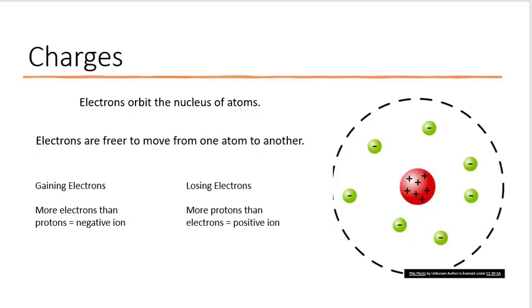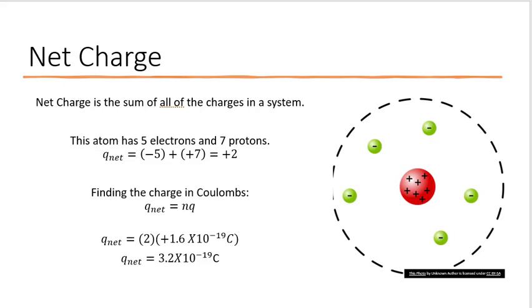If you picture an atom, the electrons orbit the nucleus, and they are freer to move from one atom to another. So it's the electrons that move, not the protons. The protons are bound tightly into the nucleus. So if you gain electrons, you're going to have more electrons than protons, and you end up with a negative ion. And if you lose electrons, you end up with more protons than electrons, and you have a positive ion.